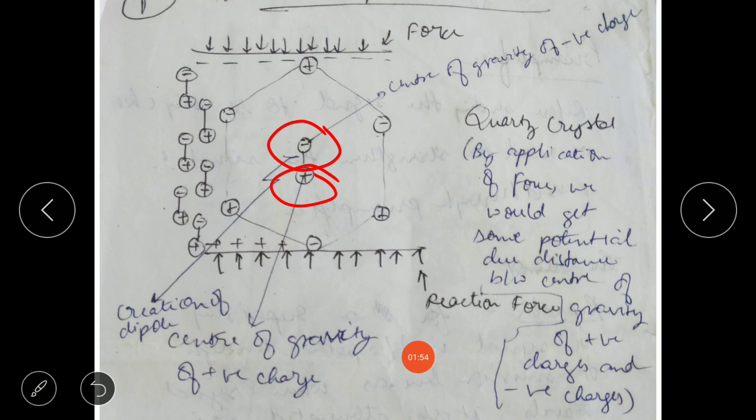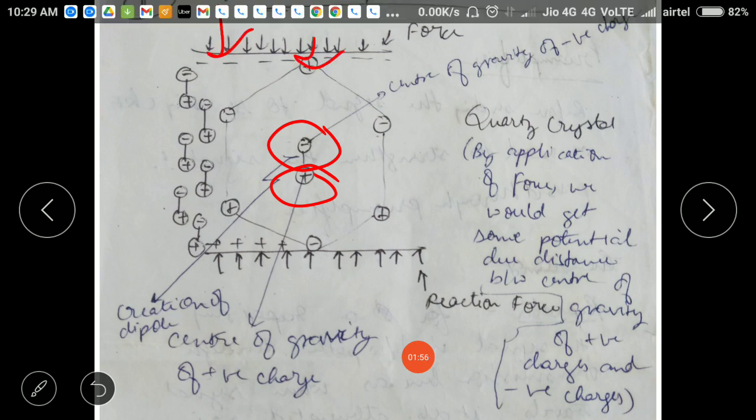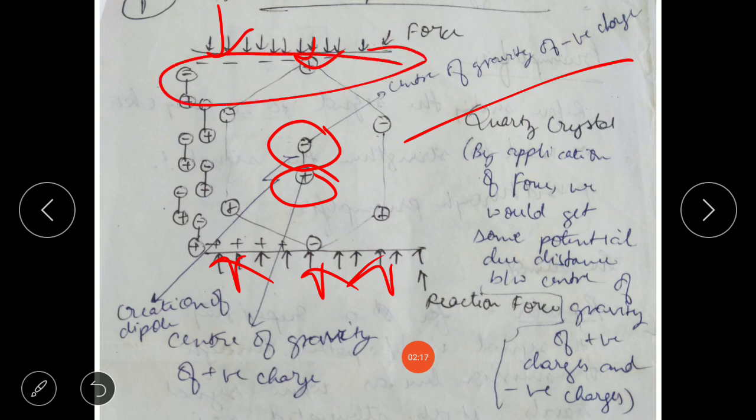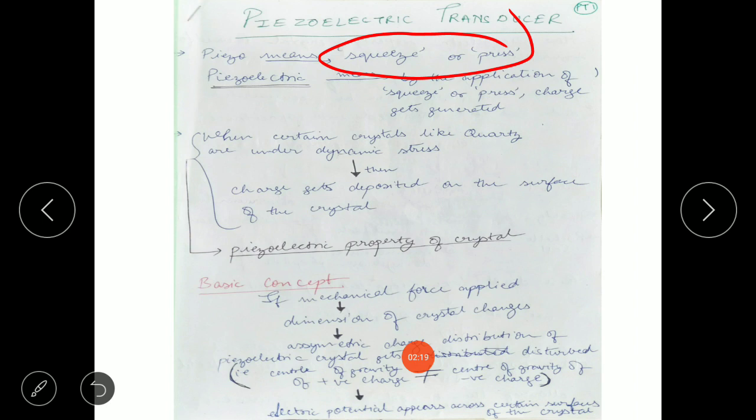But due to the application of force on such a crystal, or when you squeeze such material, what happens? The center of gravity of positive charge is not equal to the center of gravity of negative charge. They get separated. As a result, charge gets accumulated on the surface of such a crystal, and as a result electric potential appears across certain surfaces of the crystal.